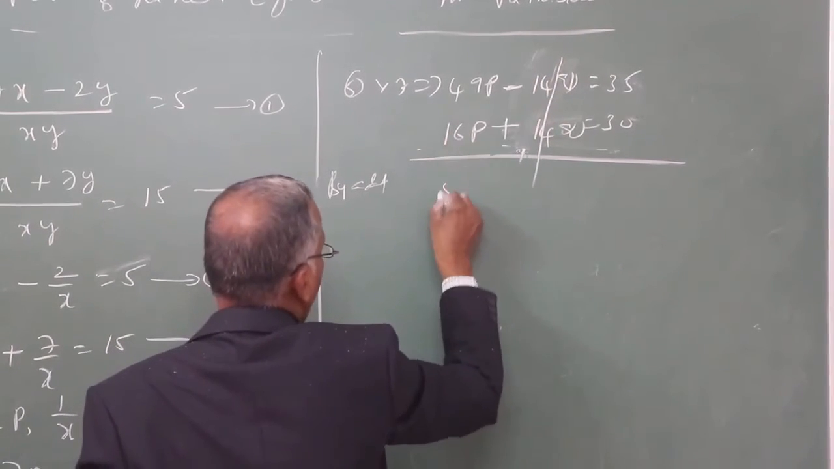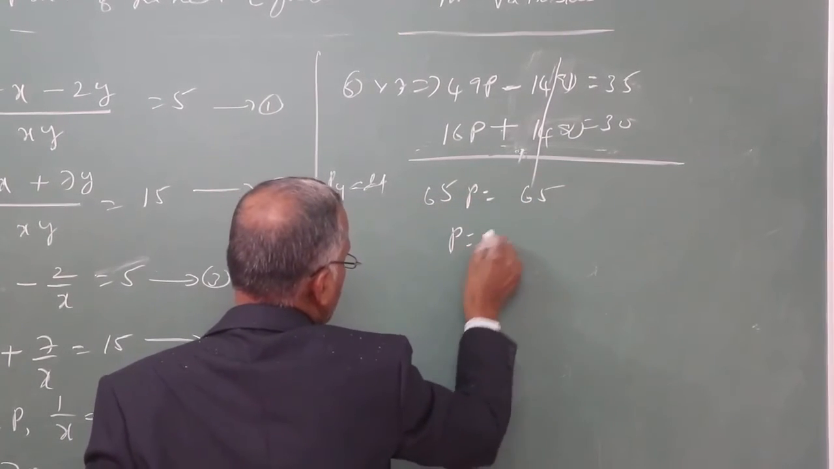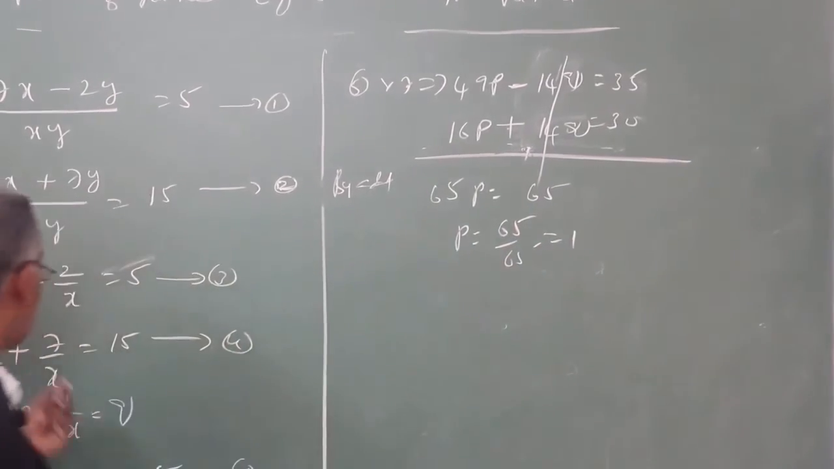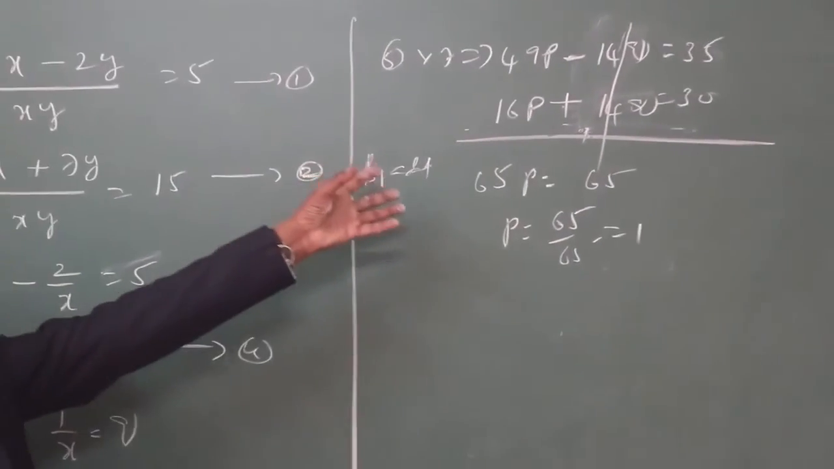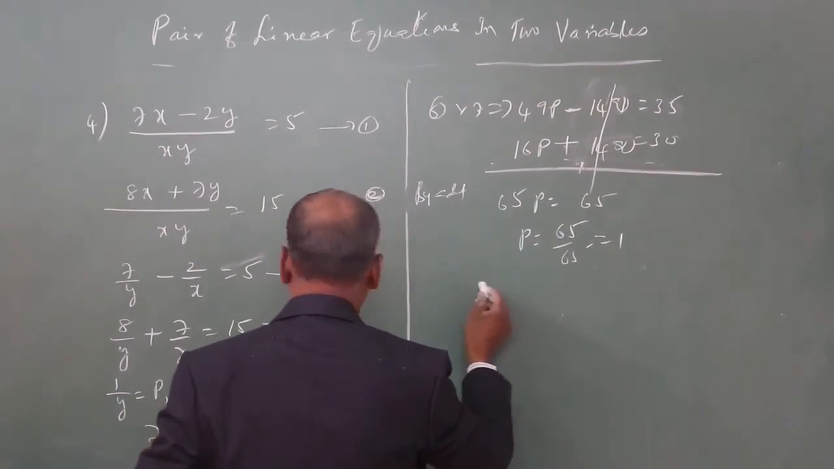This is how much now? 65p is equal to 65. p is equal to 65 by 65, which is 1. Be careful. One small negligence will lead to wrong answers. Be careful now. Substitute the value of p in this case.